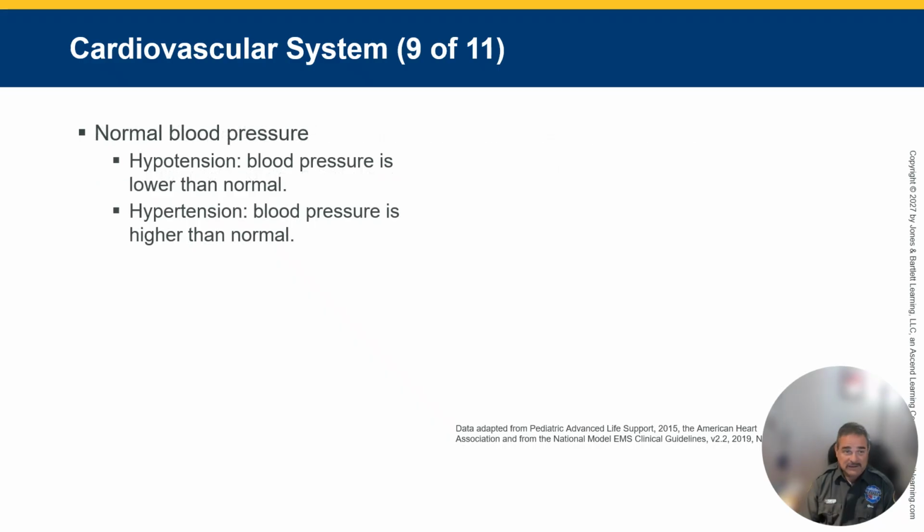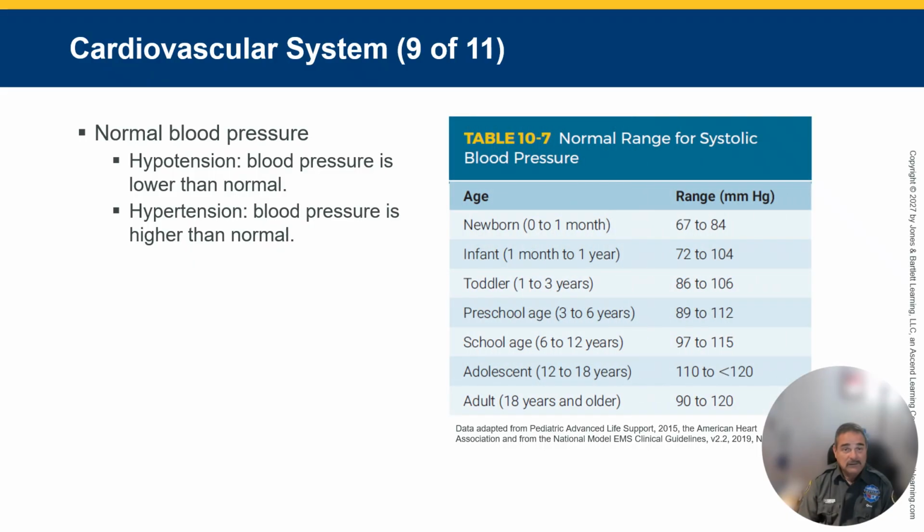Normal blood pressure. Hypotension is blood pressure that's lower than normal. Hypertension is blood pressure that's higher than normal, hence the names. The prefixes: hypo means low, hyper means high. Okay? This table, 10-7, it's in your book, represents the normal range for systolic blood pressure for the different age groups. Adults 18 years and older, between 90 and 120 is nice.